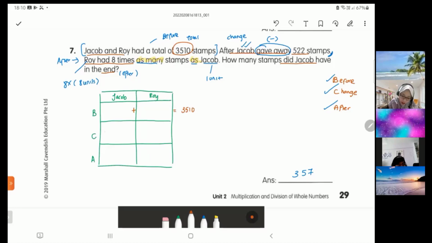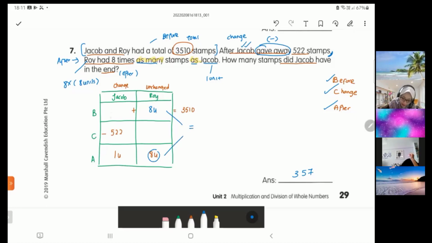Jacob gave away means minus 522 stamps. Then Roy has 8 units. Jacob has 1 unit. Can you see? Okay. So how many stamps did Jacob have in the end? So does anything happen to Roy? The one who changed, this person changes, right? This one is unchanged. He didn't do anything. Roy did not do anything to the stamps. His stamps stay the same. All right. So this is 8 units. Here is also 8 units because he did not do anything to his stamps. The person who changes is Jacob.